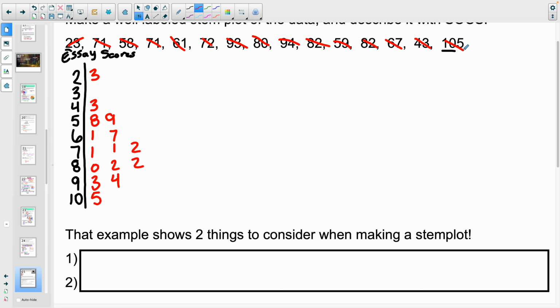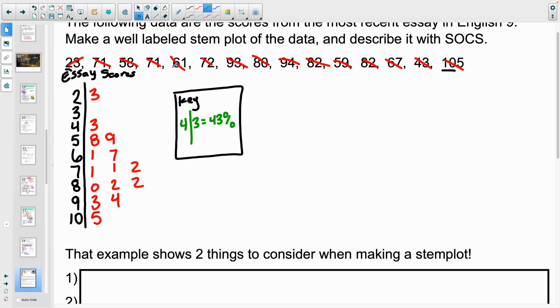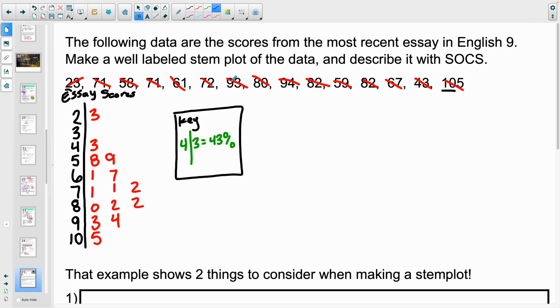All right. So then it tells us, well, if we got to finish our labeling, we got to make a key now. I'm going to assume that this is in percent. It doesn't really tell us, but if we have, I'm going to use 43 on this one, 4, then the line 3, we're going to call that 43%. So everything is labeled. We have a key. Our stem plot is done. The last thing it asks us to do is to go ahead and describe the data using SOCS.